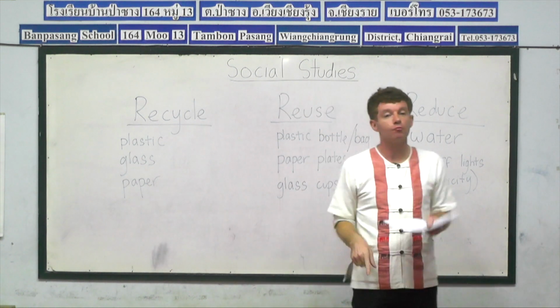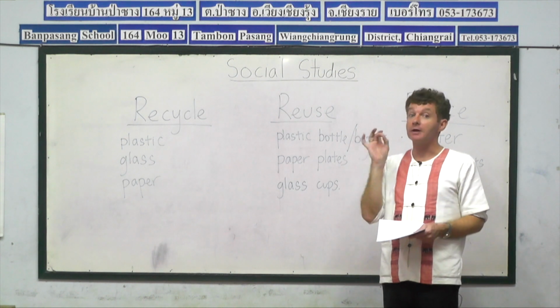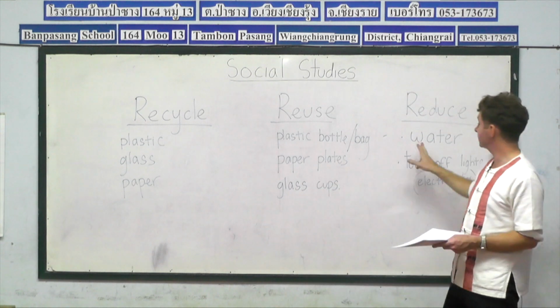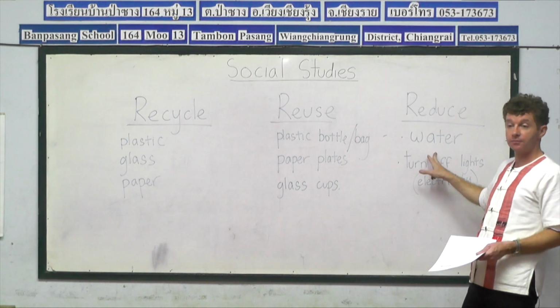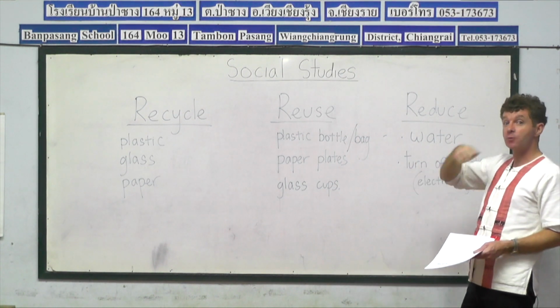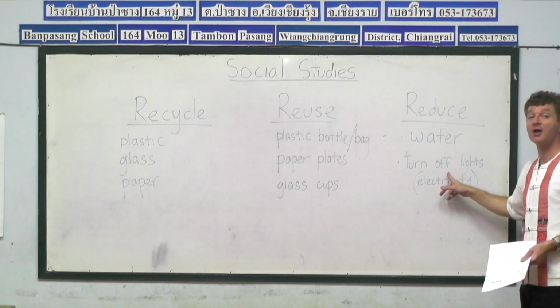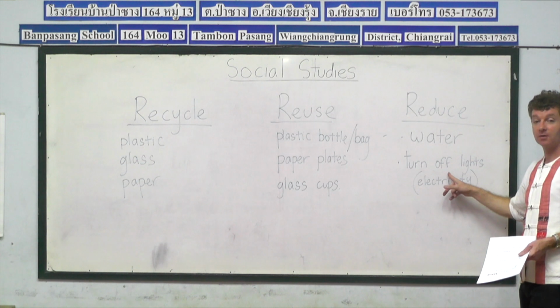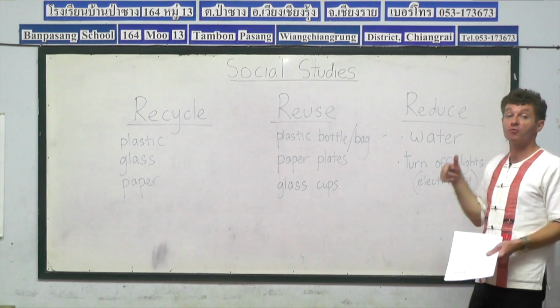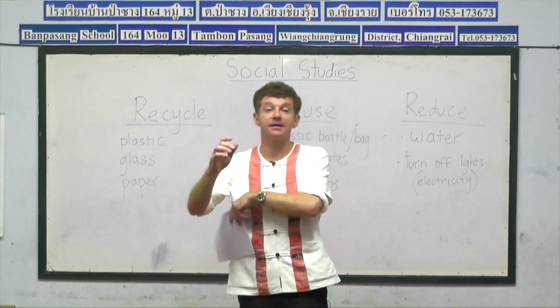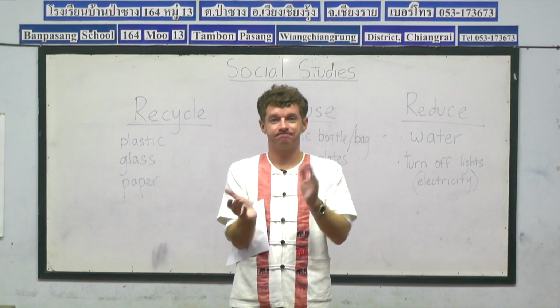And finally, reduce. Now, reduce means use, but use less. And we had good examples of water. Turn off the taps when we're brushing our teeth or washing, and also turn off lights, which will help us to reduce electricity. Excellent, guys. That was very well done.